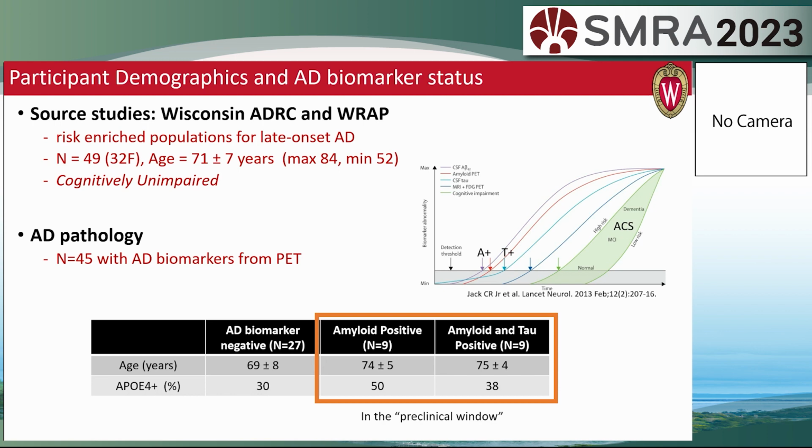The people that had AD biomarker positivity are considered to be in this preclinical window of Alzheimer's disease. In this plot shown here to the right is one of these curves that shows that Alzheimer's disease pathology accumulation begins 10 to 20 years before any clinical symptoms manifest. So we're studying the preclinical phase of Alzheimer's disease.